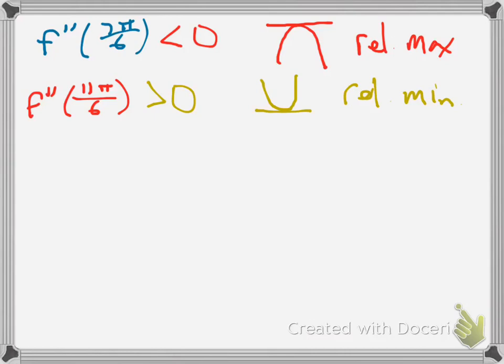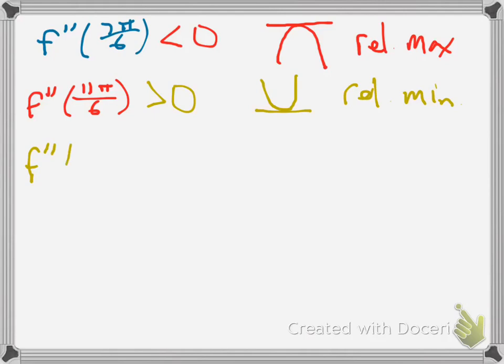We would need to plug 11 pi over 6 back into f, the original function, and calculate that value to find out what the actual relative minimum is. Okay, so I'm not doing that at the moment. I'm just trying to get the analysis to understand where there's a relative max or minimum occurring, and the calculation of the value is going to be left to the student. All right, so let's keep going in this pattern.